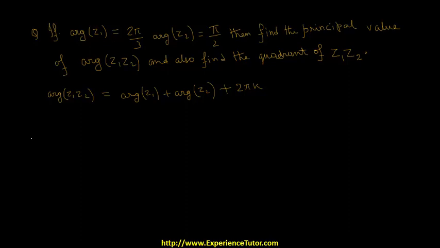Our first question is, if argument of z1 is equal to 2 pi by 3 and argument of z2 is equal to pi by 2, then find the principal value of argument of z1 into z2 and also find the quadrant of z1 and z2. So argument of z1 z2 is equal to argument of z1 plus argument of z2 plus 2 pi k.